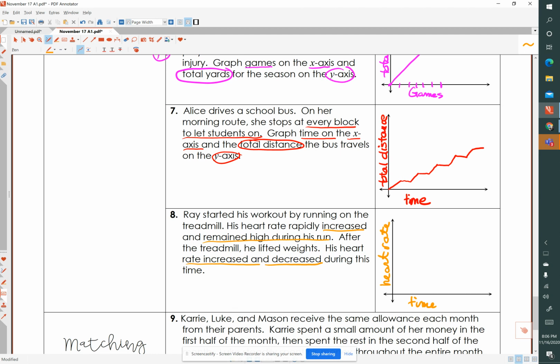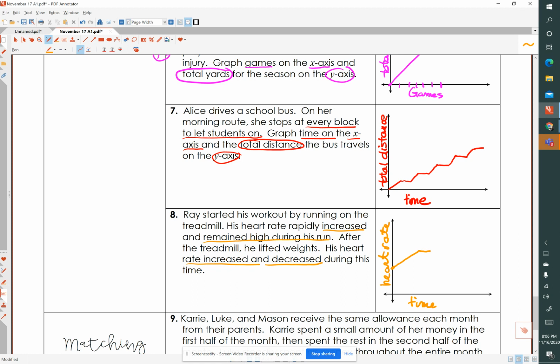So it says, now listen, we do not want to start here. Why? Because Ray is not dead. Everybody has a heart rate. It's somewhere. Let's start it right here. And it says it increases rapidly, and it remains high.